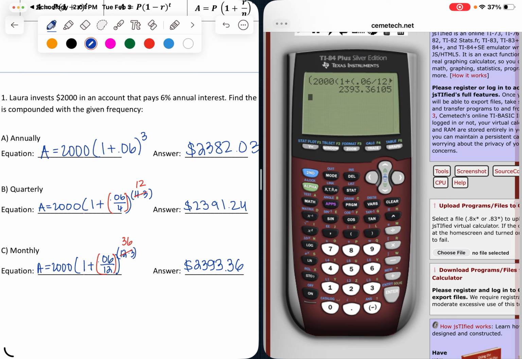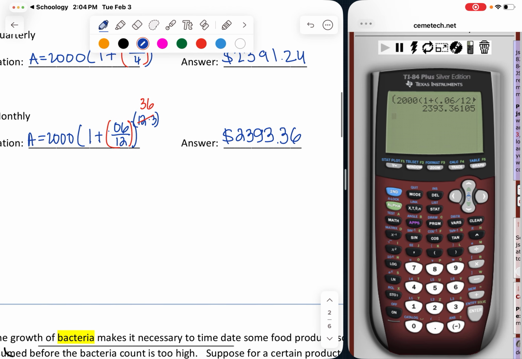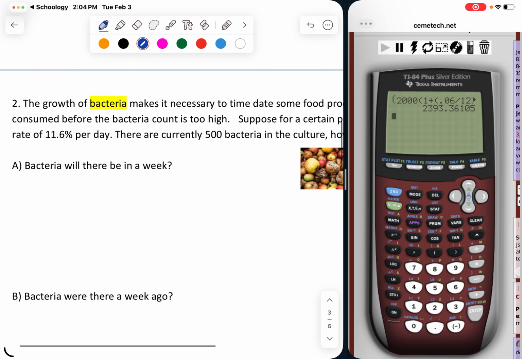2393.36. Never again. That was a nightmare. Okay. Next, ooh, it's highlighted for me. There's no way I'm going to miss it if it's highlighted.